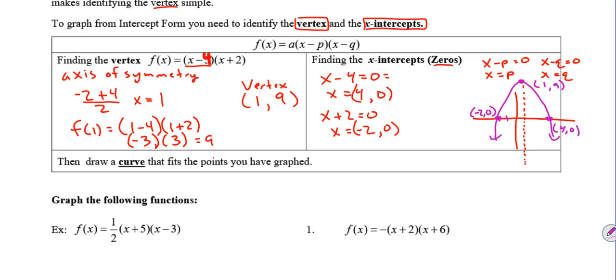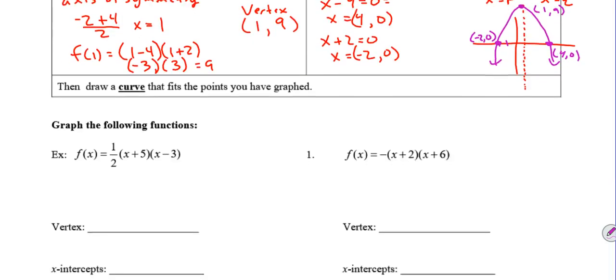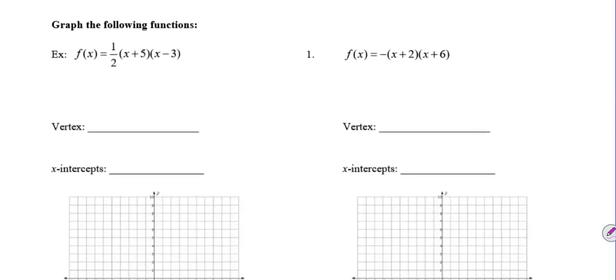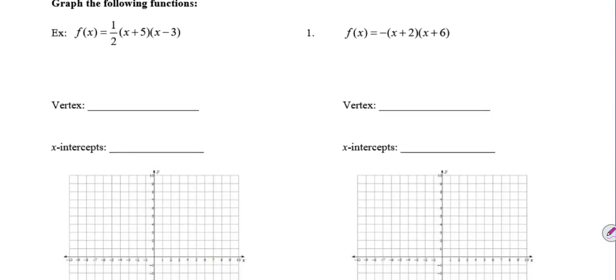All right, so let's do one more example. This one's a little trickier because it has a multiplier. So again, let's do the x-intercepts first. So I have one at -5, 0, and I have one at 3, 0. So let's find the vertex. -5 plus 3 over 2 gives me -2 over 2, which is -1.